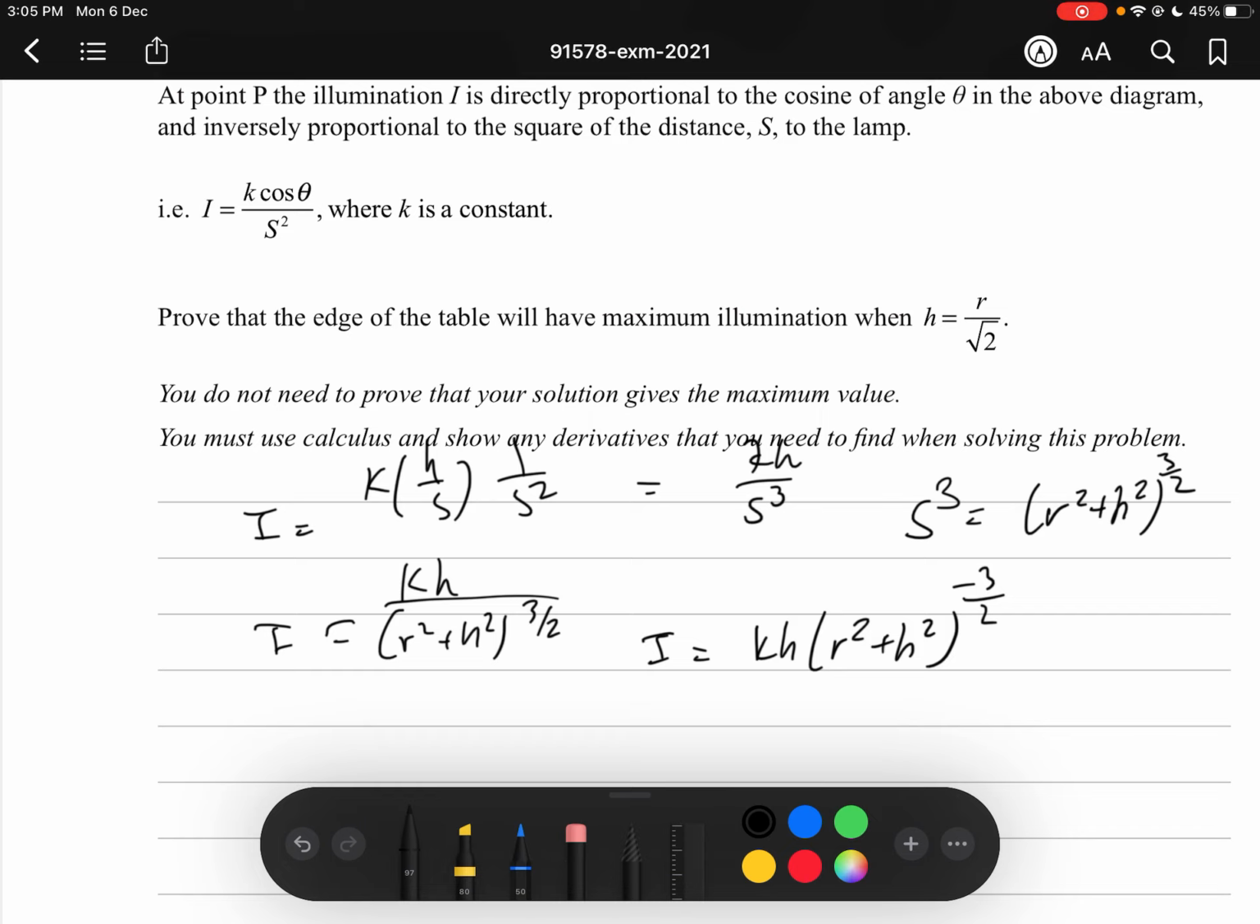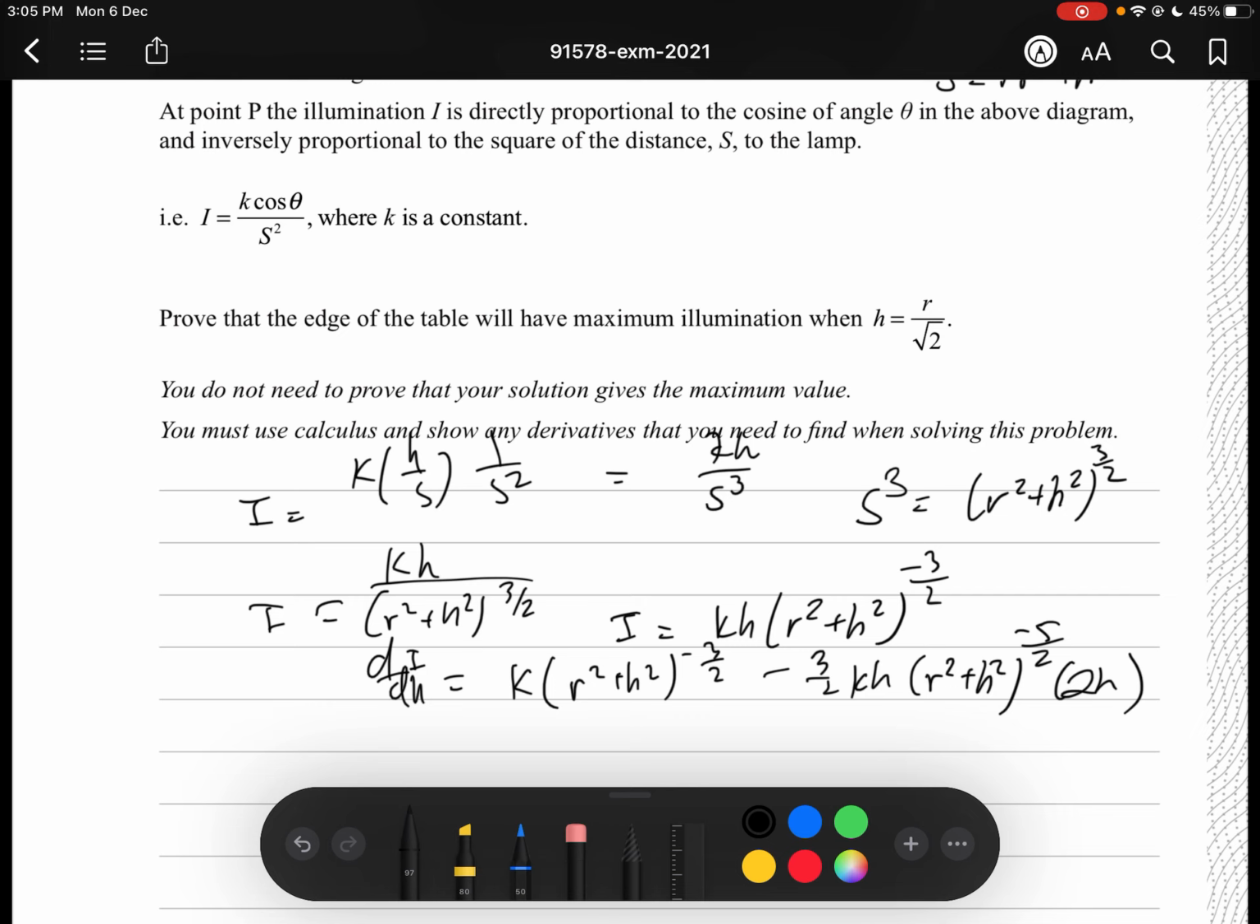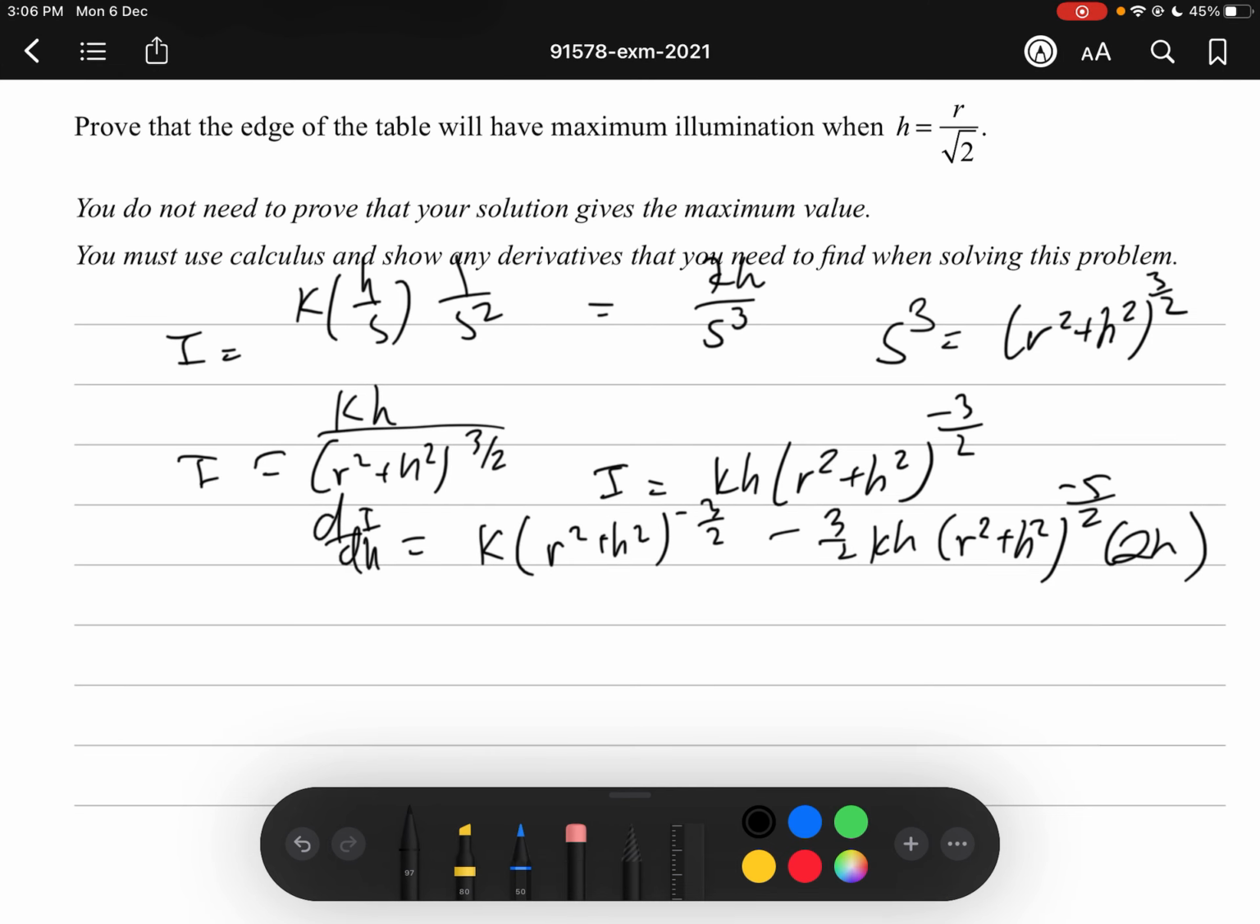So we need to differentiate I with respect to h. So dI over dh, we can use the product rule. That equals k times r squared plus h squared to the power of negative 3 over 2, minus 3 over 2 kh times r squared plus h squared to the power of negative 5 over 2 times the derivative of the inside function, which is 2h. Alright, so in this case, we know dI over dh equals 0.